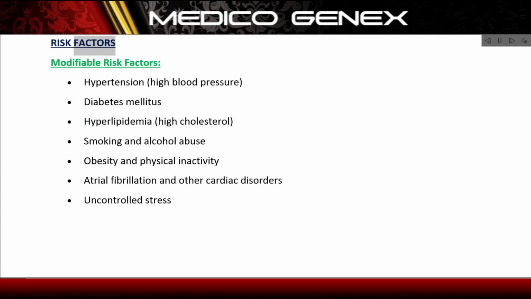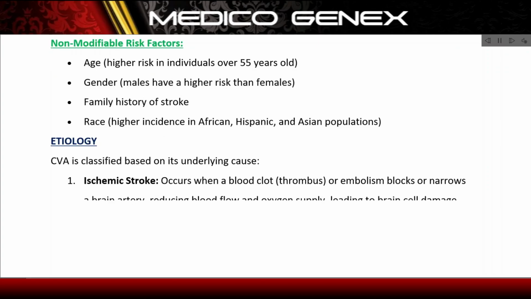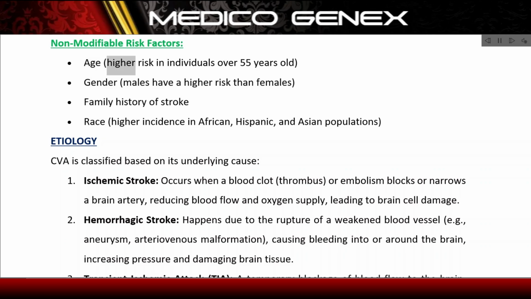Risk factors. Modifiable risk factors: hypertension, high blood pressure, diabetes mellitus, hyperlipidemia, high cholesterol, smoking and alcohol abuse, obesity and physical inactivity, atrial fibrillation and other cardiac disorders, uncontrolled stress. Non-modifiable risk factors: age, higher risk in individuals over 55 years old. Gender, males have a higher risk than females. Family history of stroke. Race, higher incidence in African, Hispanic, and Asian populations.